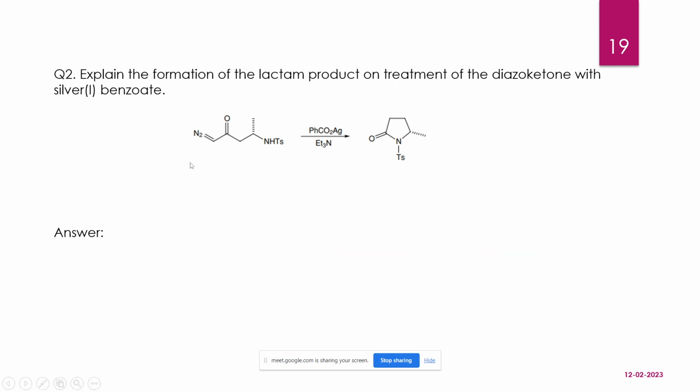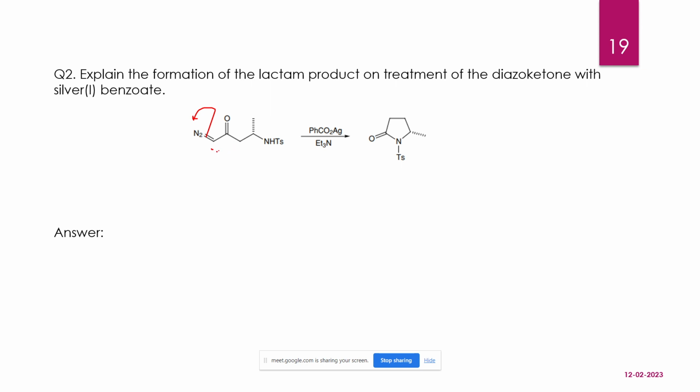So let's discuss. So what will happen? By the application of silver salt, this is turning into this. This N2 will get removed and we'll get a carbene here. As I have discussed in the last session, the NH bonds are weaker than the CH bond. So if there is any heteroatom bond like NH or OH, the carbene has a tendency to add to the NH bond faster than to the CH bond.